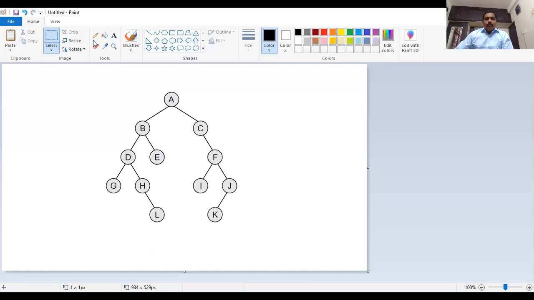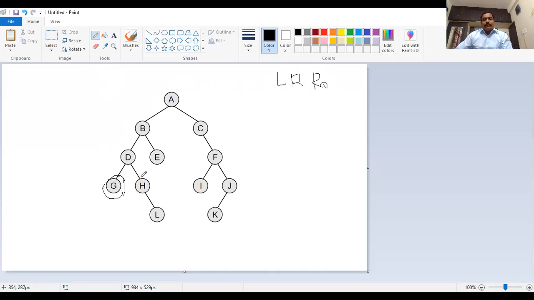So now we will consider the same diagram for post order traversal. What is the post order? First left, then right, then root. So this is the technique we are using. First, the left side: the leftmost element is G. Once we visit G, G is the leftmost element.